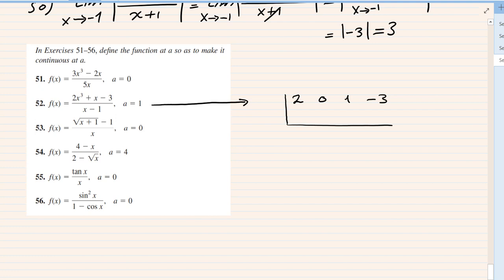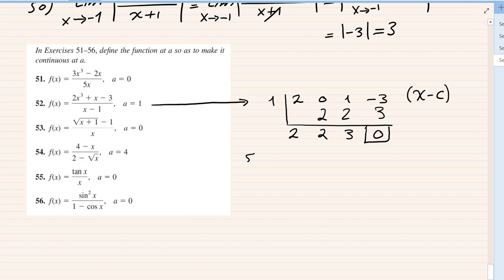And I'm going to choose 1. Remember, it's of the form x minus c, so I'm guessing c to be 1. Why? Because there's x minus 1 in the denominator, and I bet you those can cancel. Bring down the 2, 1 times 2 is 2, add; 1 times 2 is 2, add; 1 times 3 is 3, add. Perfect, that was a good hunch. So the remainder of the synthetic division is 0. That means x minus 1 is a factor.